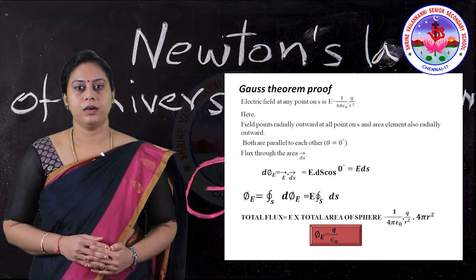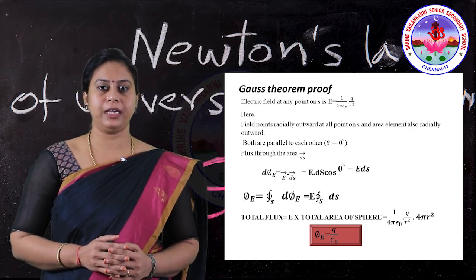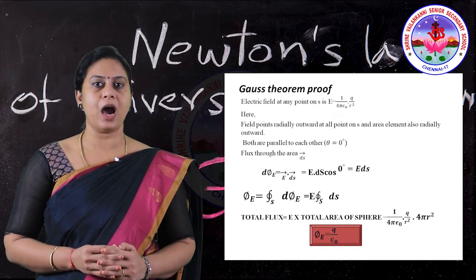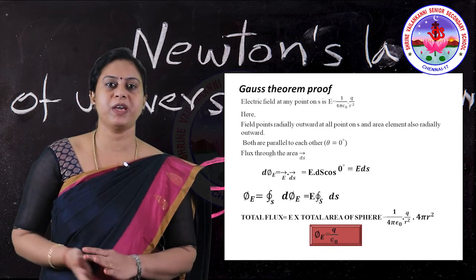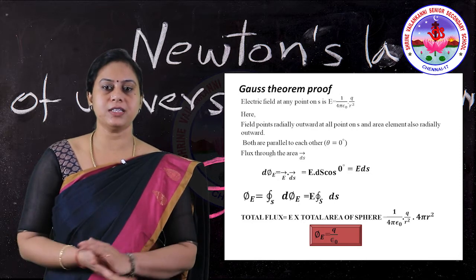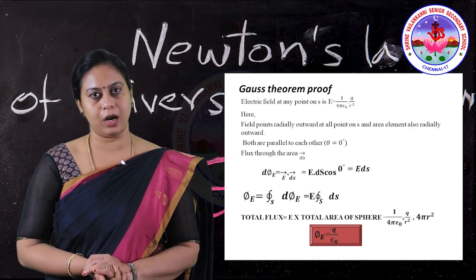Then for total flux, we need E into the area of the sphere, which is 1 by 4 pi epsilon naught Q by R square into the area of the sphere, which is what? Yes, 4 pi R square. By simplifying this, we will get phi E, which is equal to Q by epsilon naught.